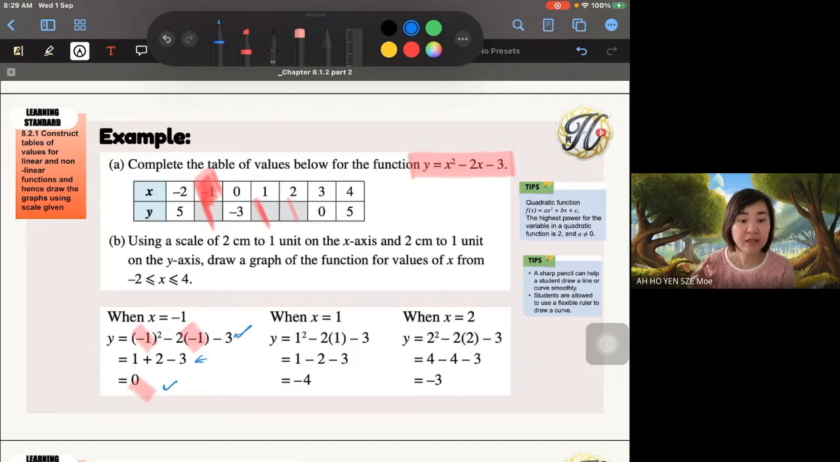Very important to get the correct value, because why? If yours is wrong here, if you get all these values wrong, then your graph will turn into the wrong shape of the graph, right? So very important. That's why I teach you to use a calculator to check your answer.